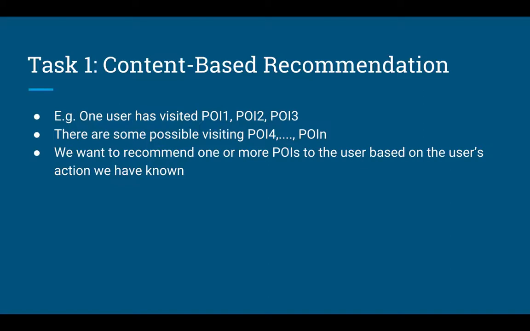The task is that we have users with history, and then we want to have some possible POIs. We want to recommend some POIs that users are likely to visit. For example, one user has visited POI 1, POI 2, and there are some possible visiting POIs, POI 4 to POI n. We want to recommend one or more POIs to this user based on the user's actions we have known.